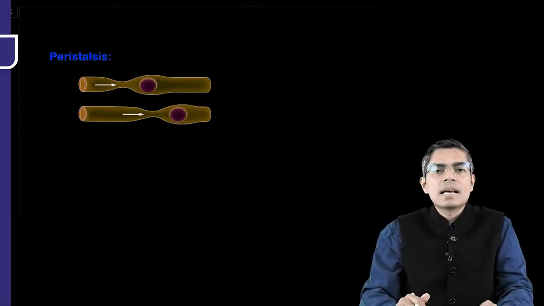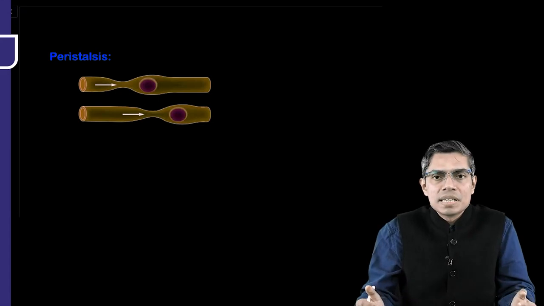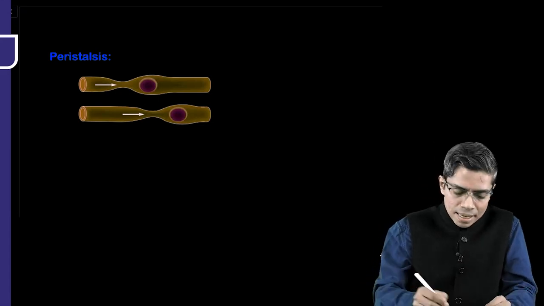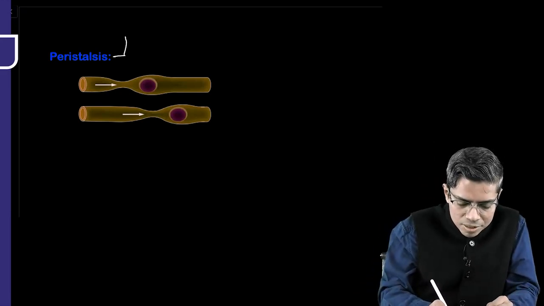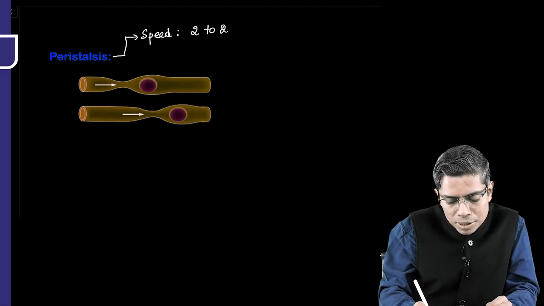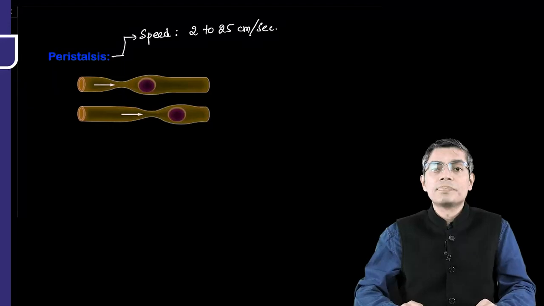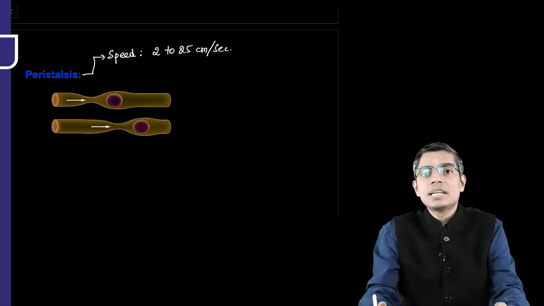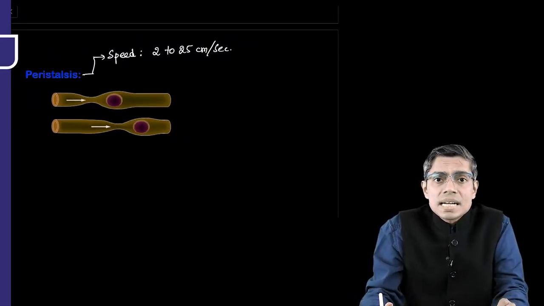Now we are going to discuss the next motility, that is the peristalsis of the GIT. All of us know that peristalsis is known as the propulsive motility of the GIT. If you look at the speed of peristalsis, it is 2 to 25 centimeters per second. Look at the speed of peristalsis. This is very high, 2 to 25 centimeters per second.